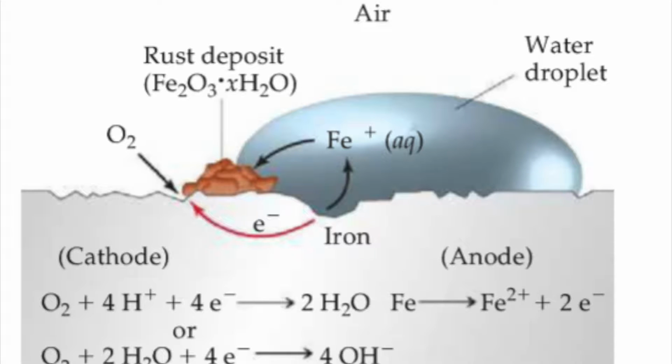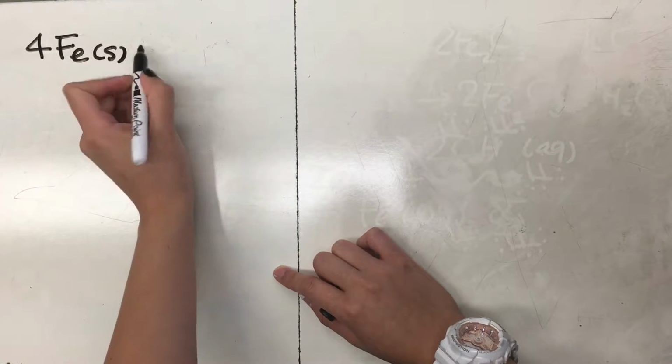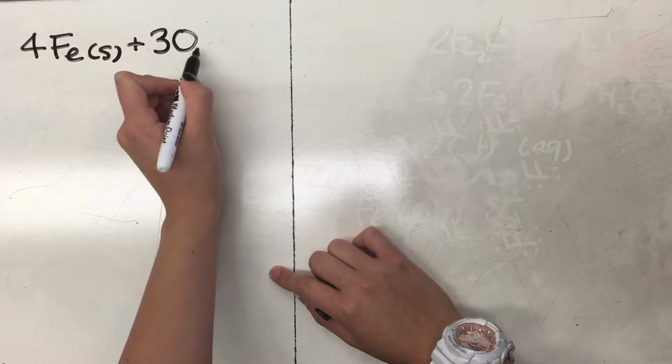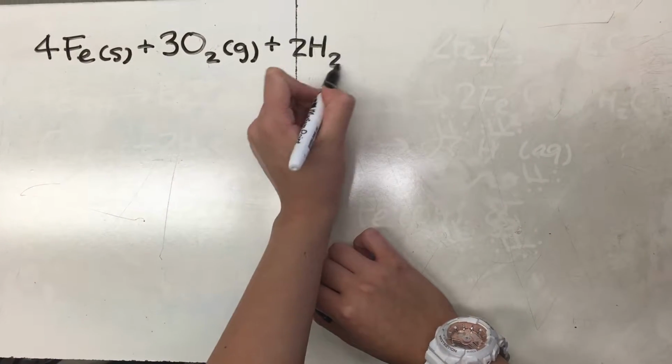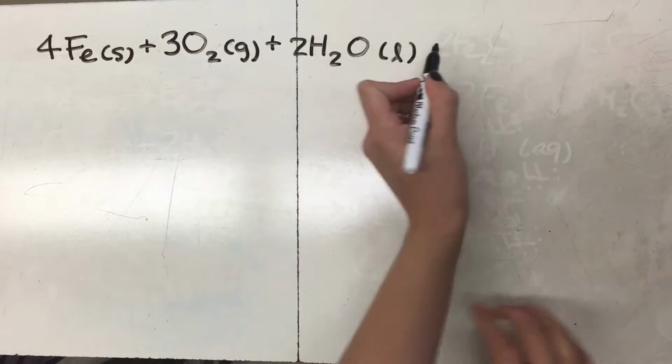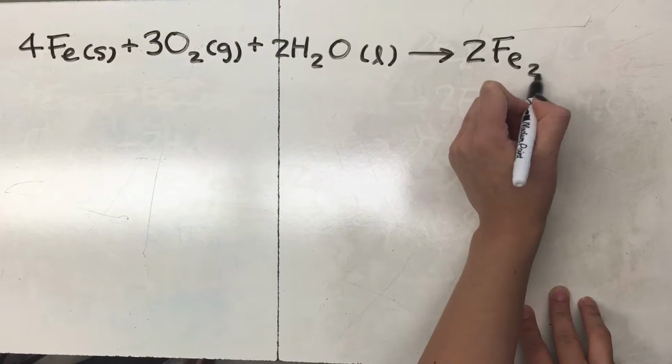Rust deposits occur when air, water, and iron come into contact to form a voltaic cell where an oxidation-reduction reaction takes place. Looking at these equations more closely, we can see the electron transfer which results in rust. 4 iron atoms react with 3 oxygen atoms and 2 water molecules to form the rust we see on the boat's hydrated iron oxide.